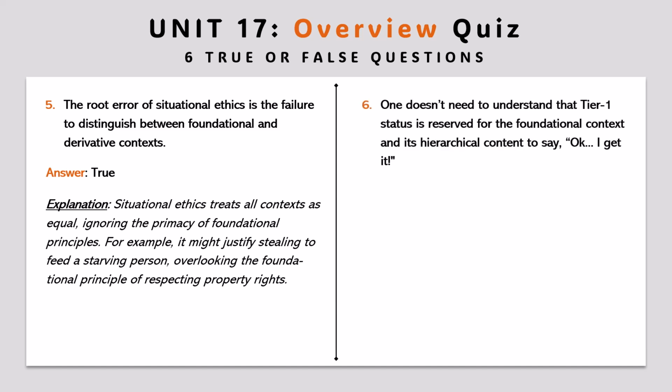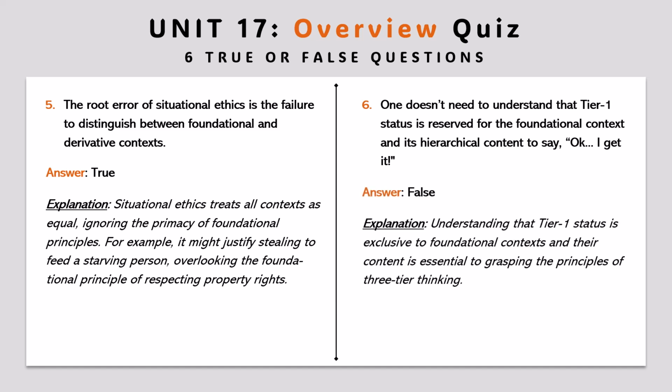Question number 6. One doesn't need to understand that Tier 1 status is reserved for the foundational context and its hierarchical content to say, "Okay, I get it." Answer: false. Explanation: understanding that Tier 1 status is exclusive to foundational contexts and their content is essential to grasping the principles of 3-tier thinking.